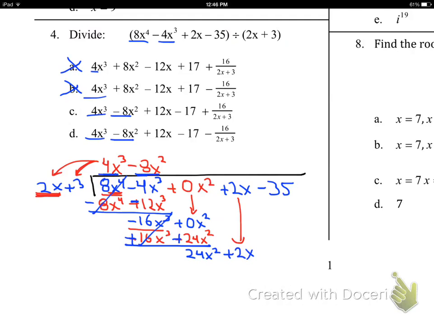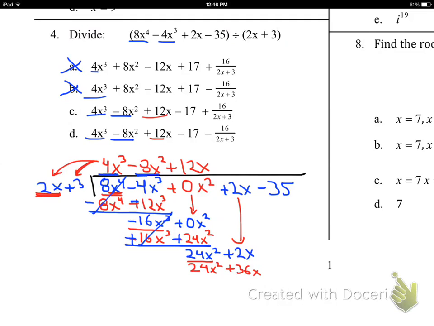What do I need to multiply 2x to end up with 24x squared? It will be a positive 12x. And that matches. Multiply by them both, so it gives me 24x squared, and multiply 12x times 3 will give you a positive 36x.